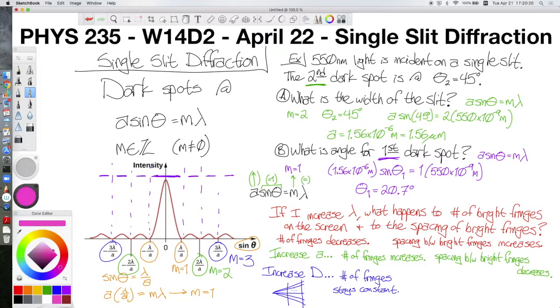But as you can see from this diagram down here, as we move the screen further and further over, 2 adjacent slits get further and further apart, so the spacing between the fringes will increase.